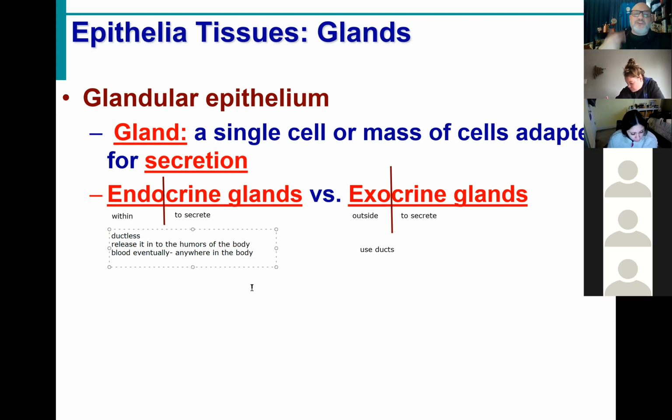And typically, when we talk about endocrine glands, what kind of substances do endocrine glands produce? Hormones. Hormones, exactly. These are those chemical signals that are being produced and released throughout the body. Excellent. Exocrine glands use ducts, release the substance outside the body. Give me an example of an exocrine. Well, let's finish off endocrine first. Give me an example of an endocrine gland.